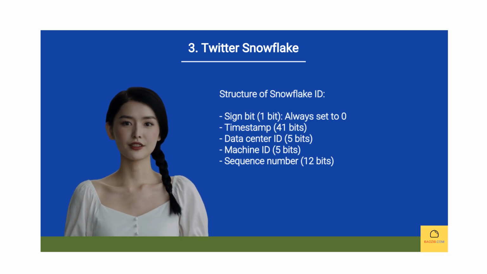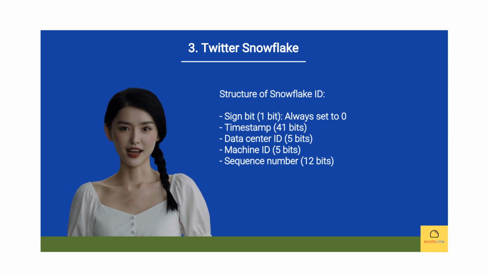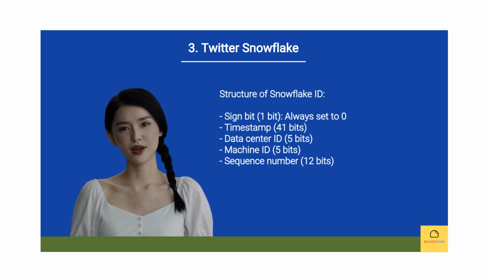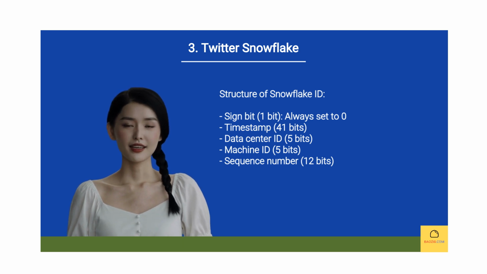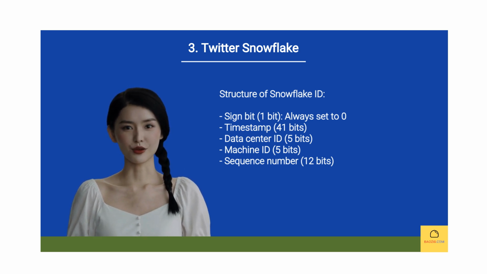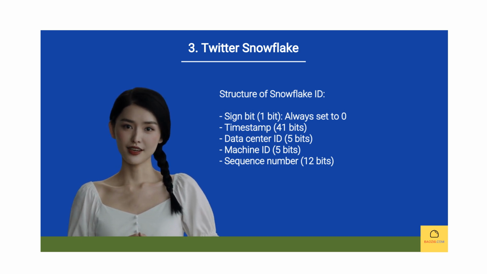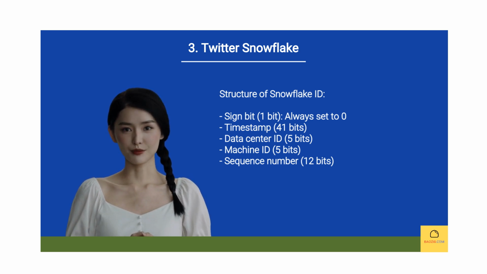Snowflake is an efficient distributed unique ID generation solution developed by Twitter. The IDs it generates are 64-bit long integers, consisting of a timestamp, data center ID, machine ID, and a sequence number. Note that the sequence number is generated within the same millisecond to prevent ID duplication.